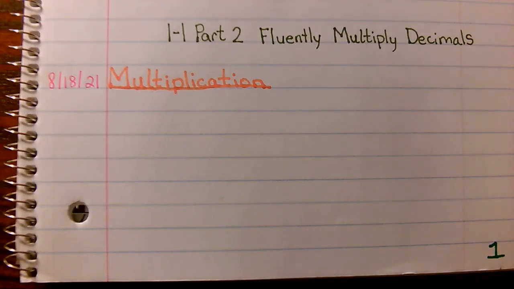Alright class, let's continue 1-1 with part 2, fluently multiply decimals. First let's go over the steps or rules.